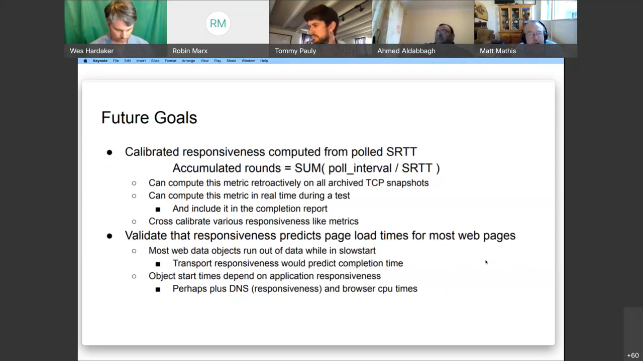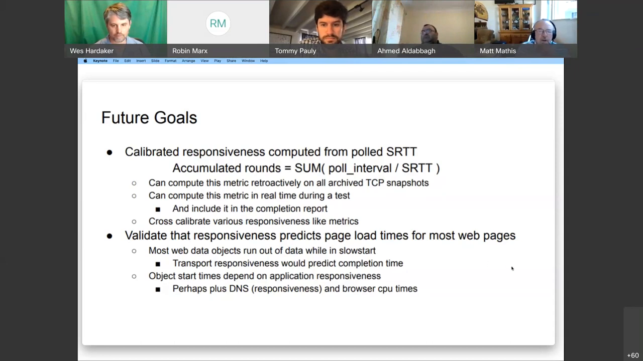And I also believe that it'll turn out that responsiveness in today's internet is a direct predictor of page load time for the vast majority of web pages. The constraints are if most of the objects run out of data before you're out of slow start, so before they receive a congestion signal, and most of the compute to invoke the next, to load additional objects is fairly small, the network responsiveness determines the time to load each object, and the application responsiveness determines the time to invoke successive objects. And given that those might be dominated entirely by the network delay, I would hope that responsiveness will turn out to be a direct measurement of page load times.